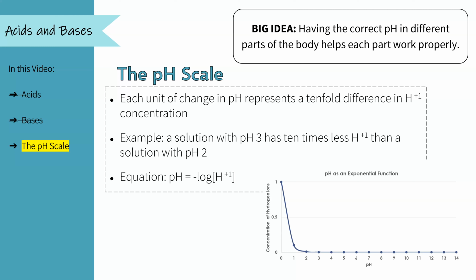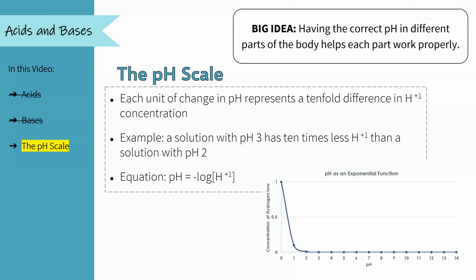So for example, a solution that is pH 3 has 10 times less hydrogen than a solution with pH 2. And a solution with pH 4 would have 10 times less hydrogen than that. So the pH units are changing by 1, and the concentration of hydrogen is changing by 10.